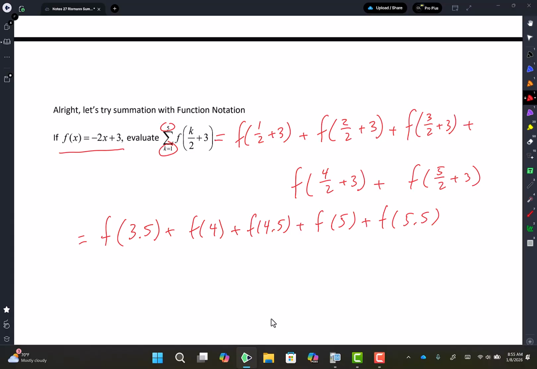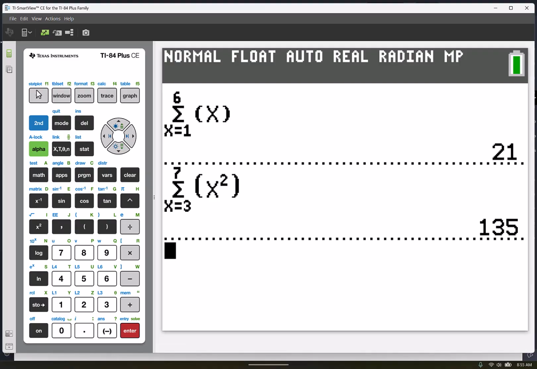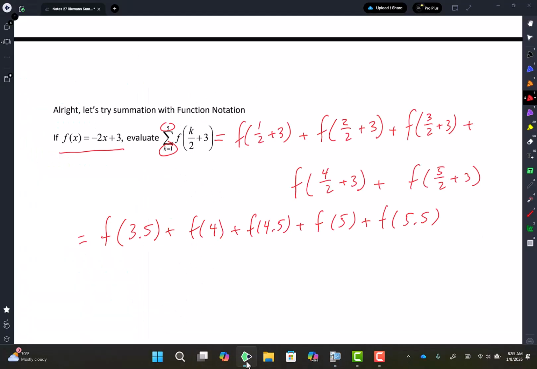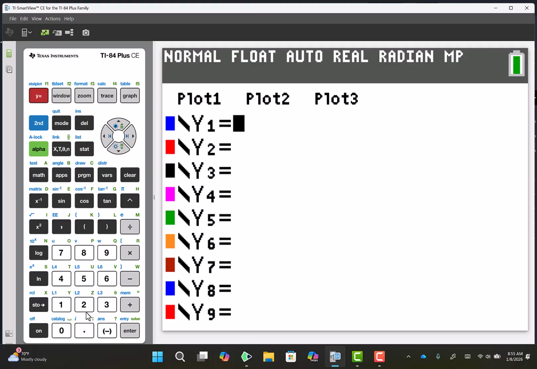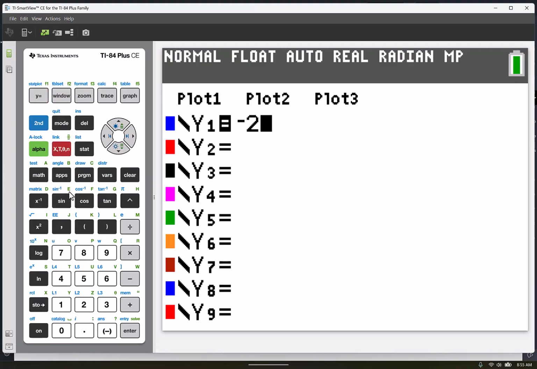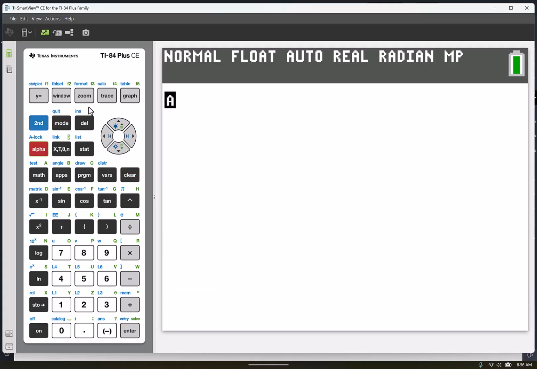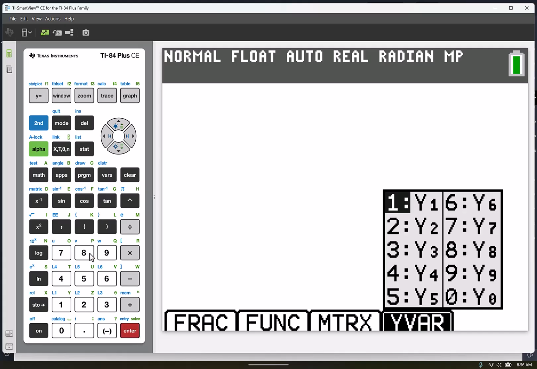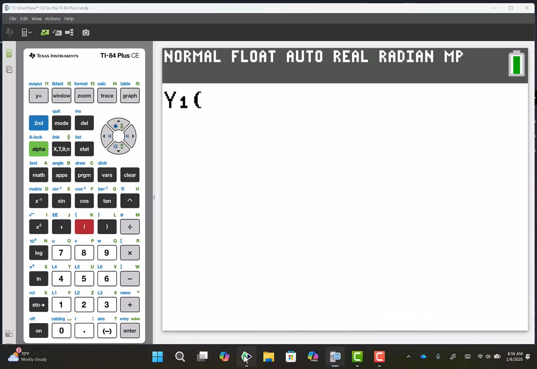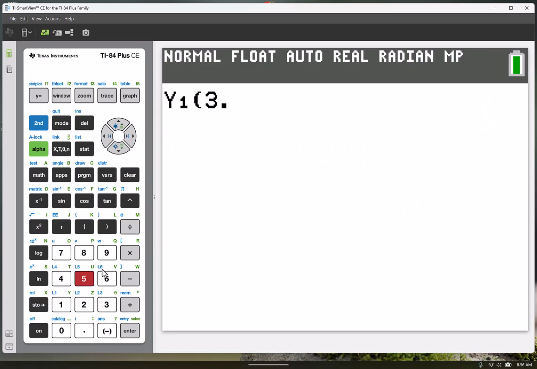Yep. So here's my calculator. We're going to do it two different ways. Click y equals. I'm going to put negative 2x plus 3. So I'm going to show you guys how powerful this calculator is. So look, you can just go, let's clear this. Alpha trace y1. And where did I start at? 3.5. 3.5 plus alpha trace y1 at 4.